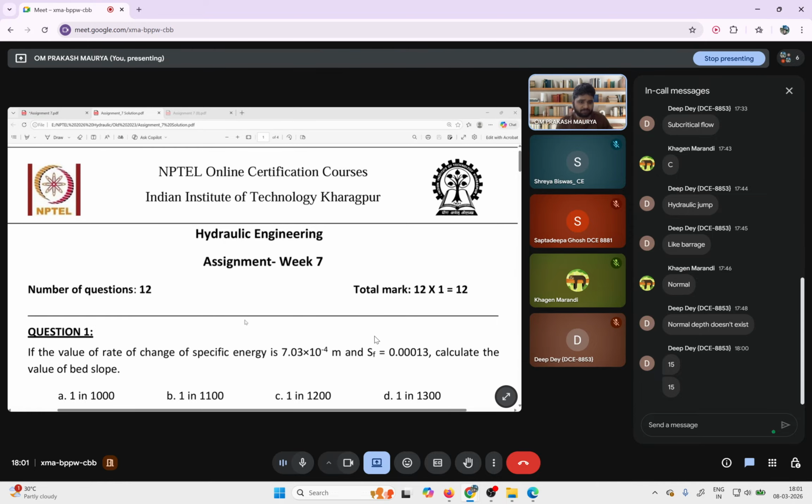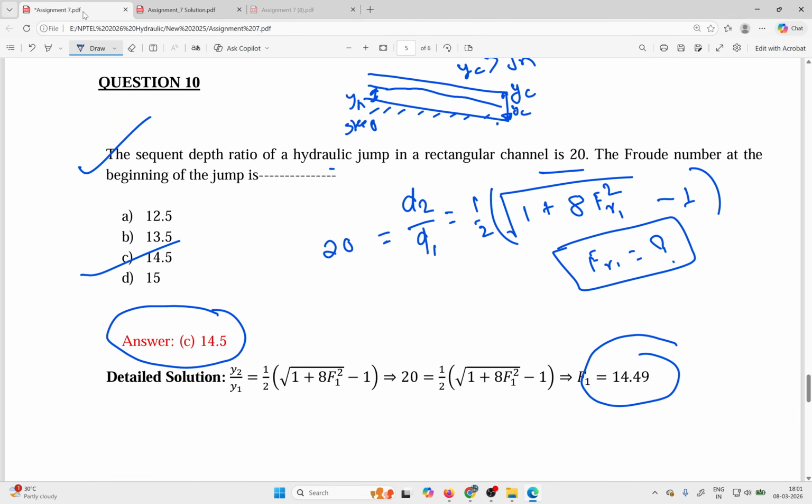Okay, you are getting 15, that is fine, no issue. But in the question it is coming 14.49. So maybe just slightly check your calculation. I hope you will get it.